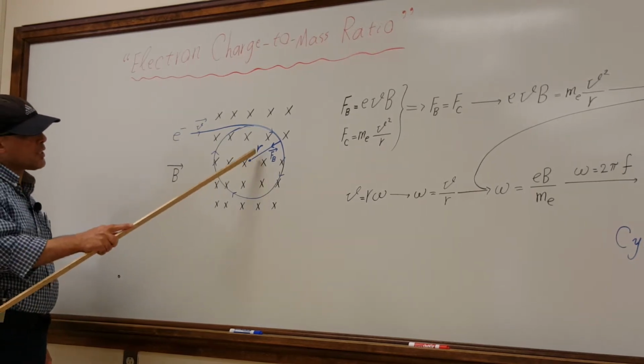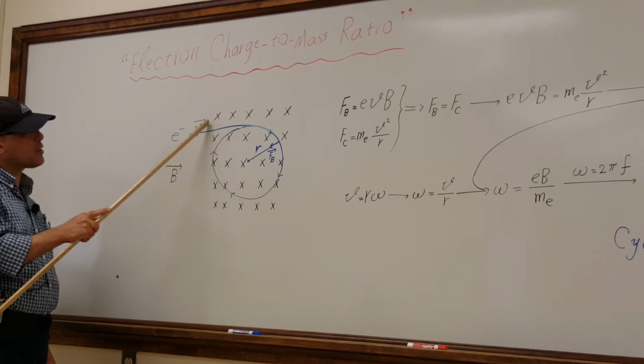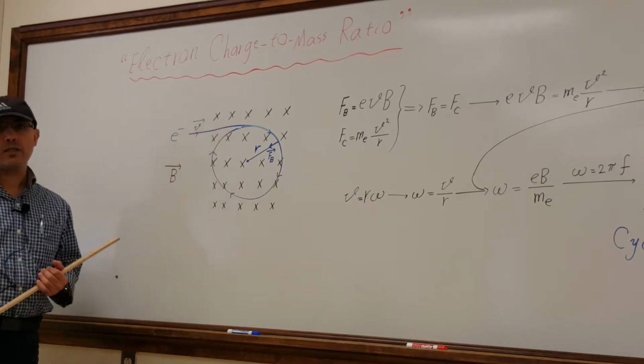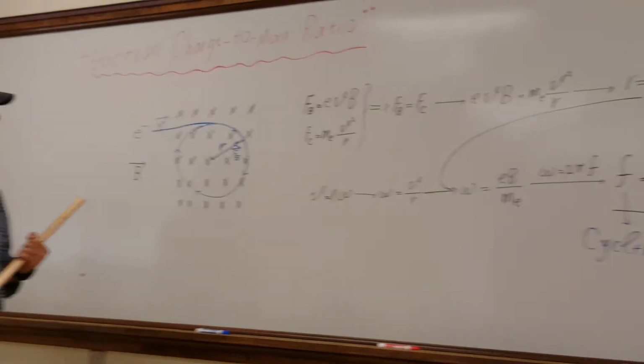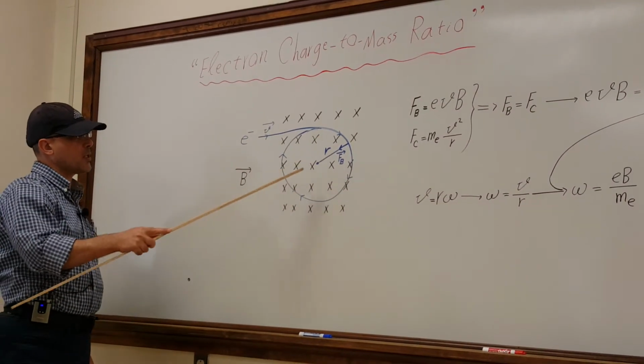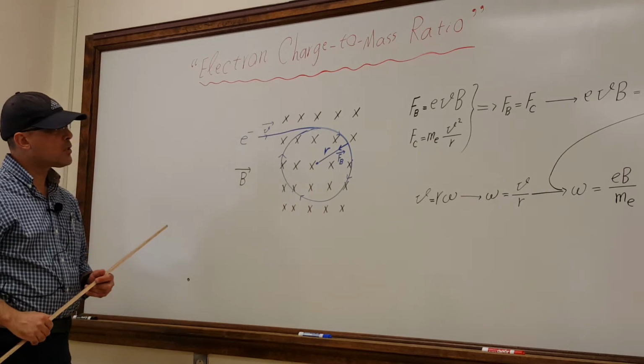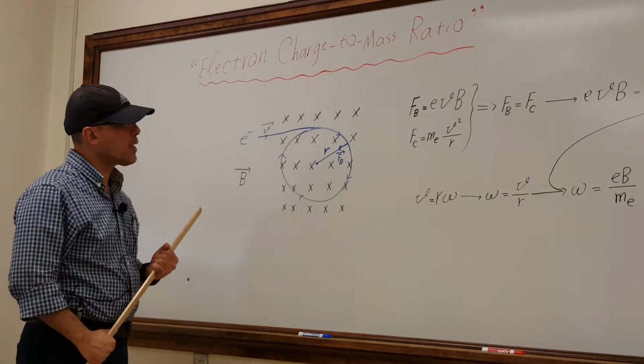The radius of this circle is the lowercase r, and the velocity of the electrons is v. We know that the magnetic field doesn't do any work on the charged particles. It just bends the charged particles, as you see here. So let's write some equations.